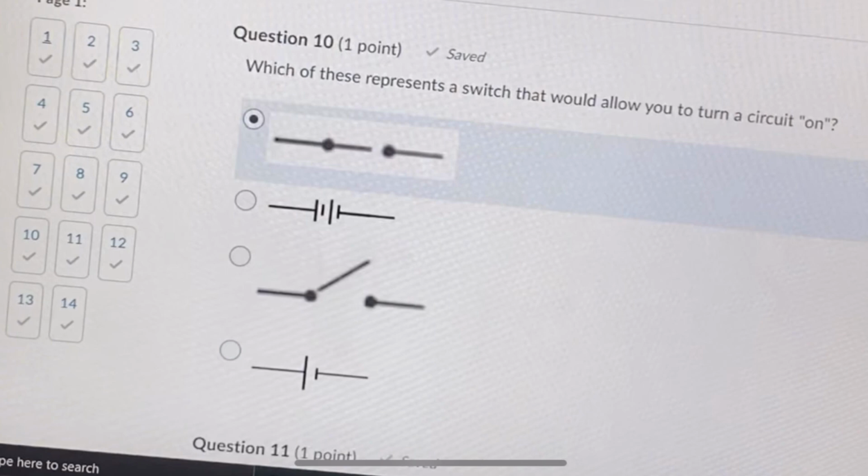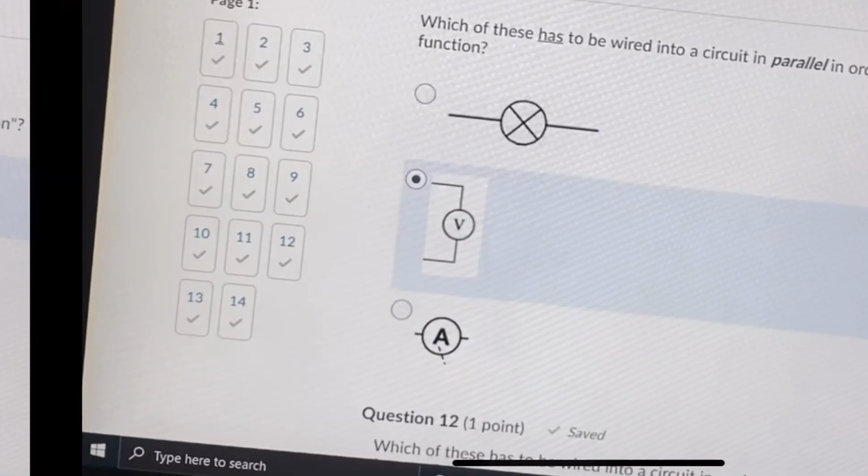Number 10, which of these represent a switch that would allow you to turn a circuit on? It would be A. B and D are not right. It is a voltage source, but it doesn't allow you to turn it on or off. And the ones that do allow you are the switches. So it's option A because it's closed, which means your circuit would be on.